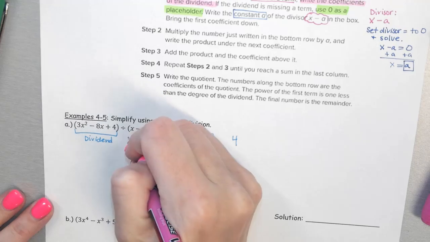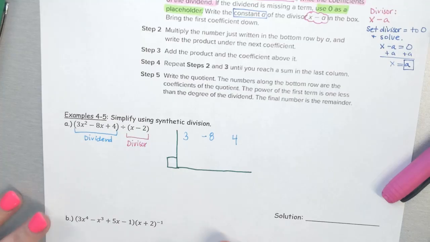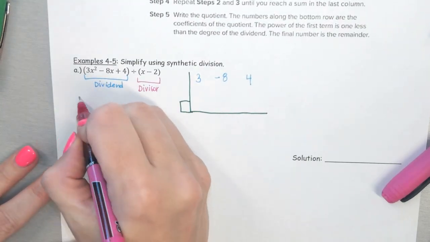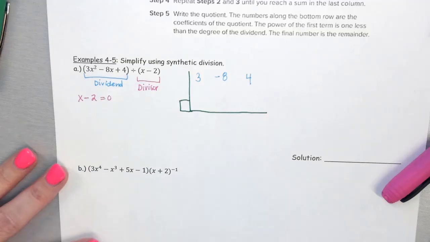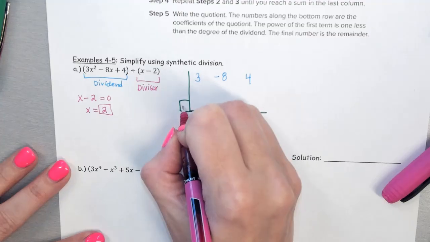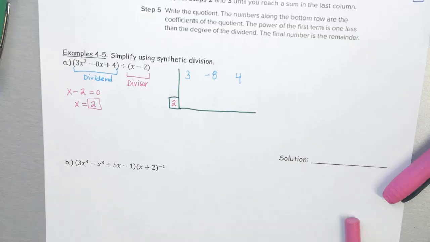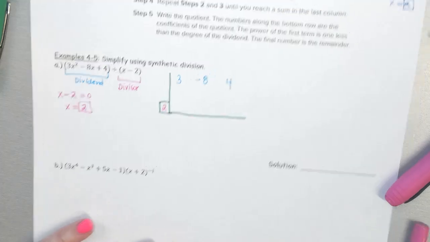So this is your divisor. To figure out what goes in the box, all we have to do is set x minus 2 equal to 0. If I add 2 to both sides, x is going to equal 2. That's what's going to go in your box here. So you set your divisor equal to 0, you solve. Now we have our setup, so put the 2 in the box here. Okay, and now we're ready to rock and roll.